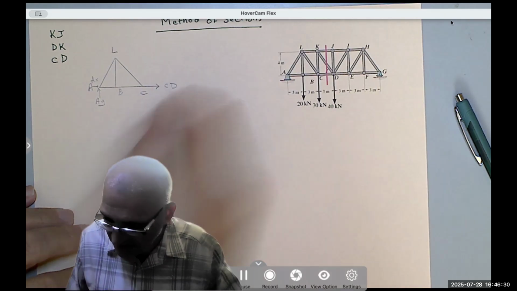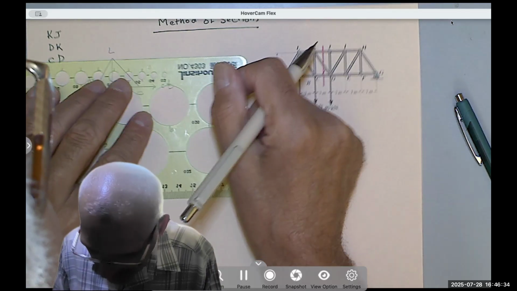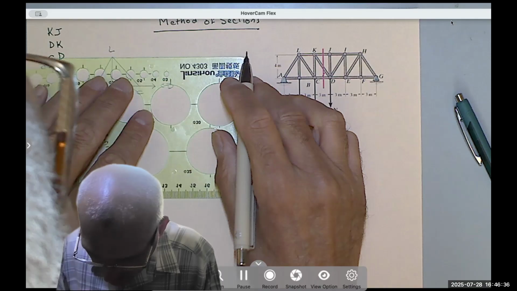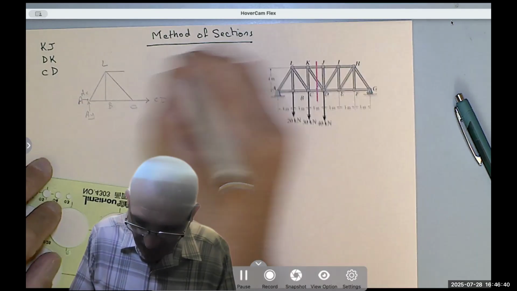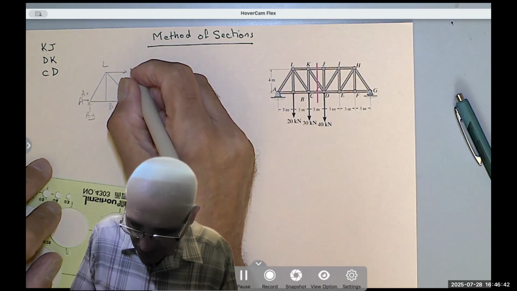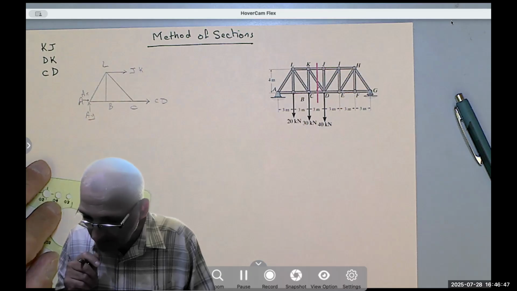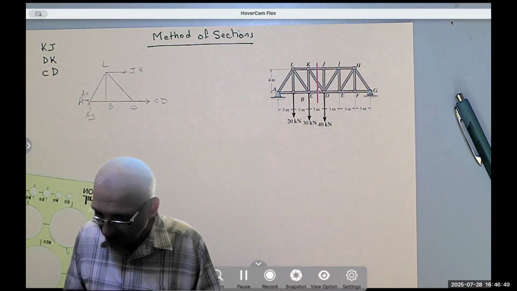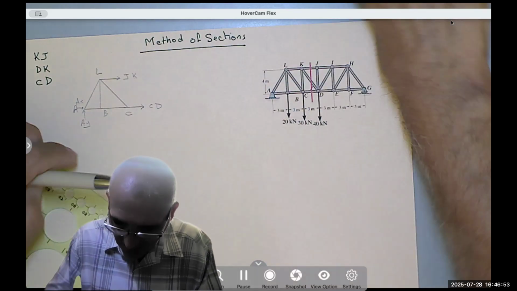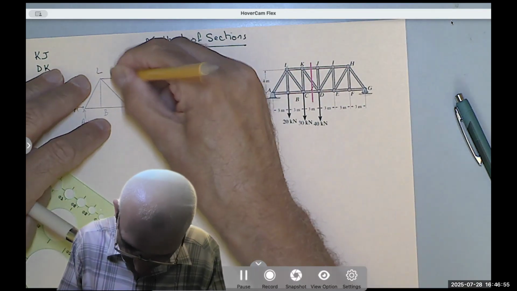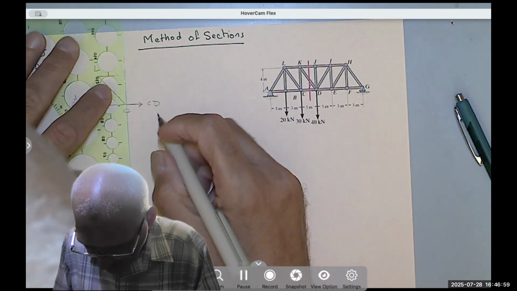This is force CD. This is force KJ. We call it KJ, but we prefer to write it in alphabetical form, so JK. Oh, I'm sorry. I didn't realize it's another bay. Okay, so let's draw CK first.